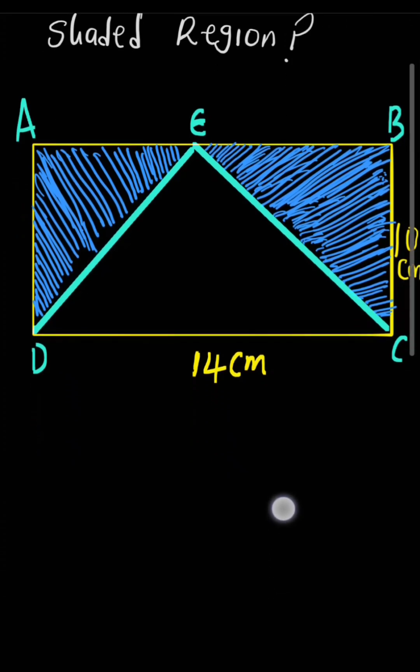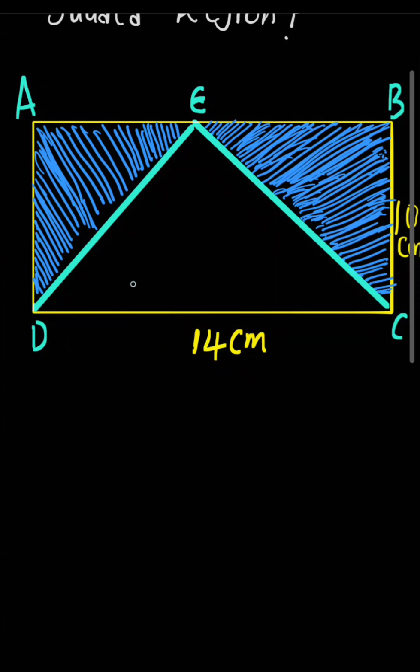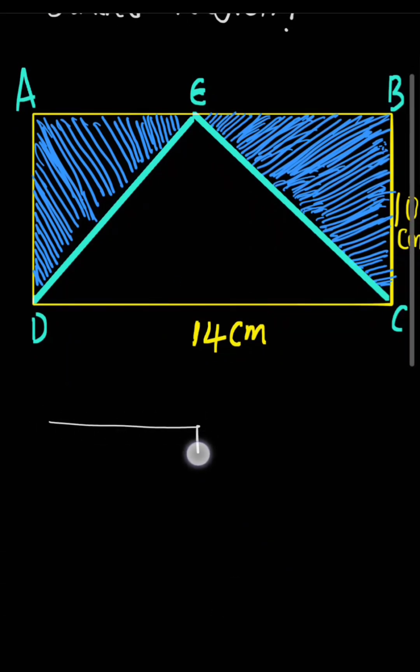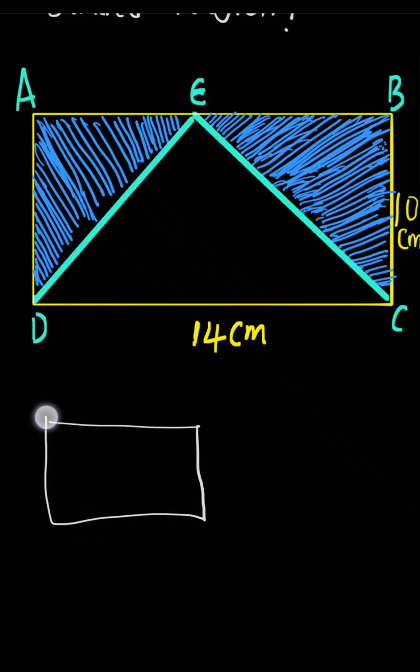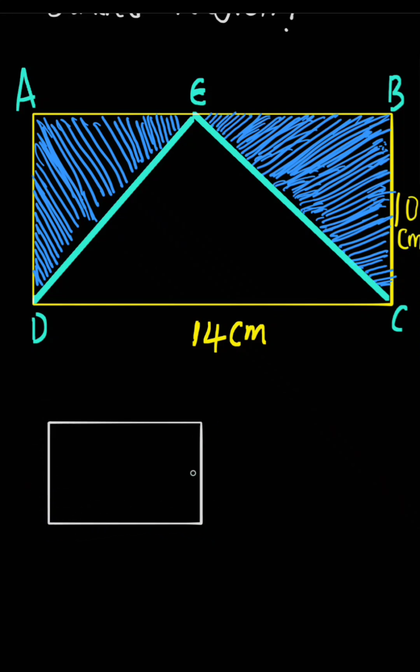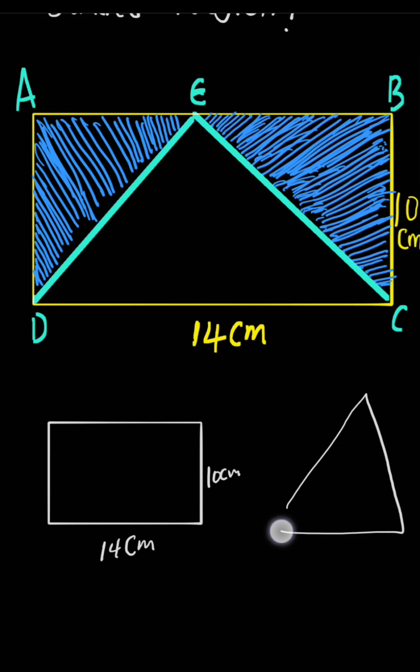Now to do that, the first thing we need to do is take this rectangle out of this shape. If you look at this shape, the width of this rectangle is 10 centimeters, and the length, as you can see, is 14 centimeters. So inside the rectangle, we have a triangle.